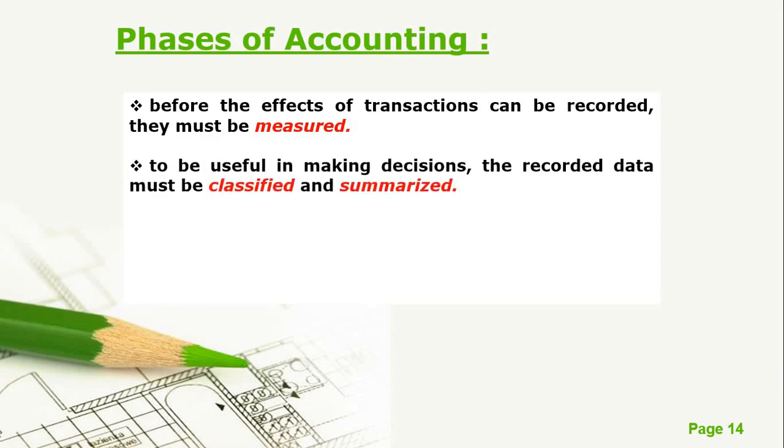Next is the classifying and summarizing phase. To be useful in making decisions, the recorded data must be classified and summarized. When you say classify, you have to sort transactions. Does this transaction affect sales, the revenue in the income statement? If it affects sales, put it in the sales classification. Does it affect the cash in our balance sheet? If it affects cash, put it in the cash classification.